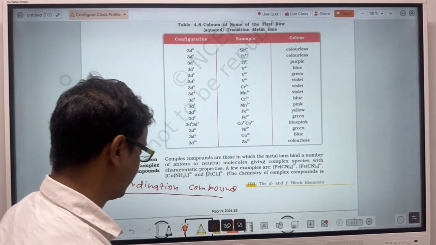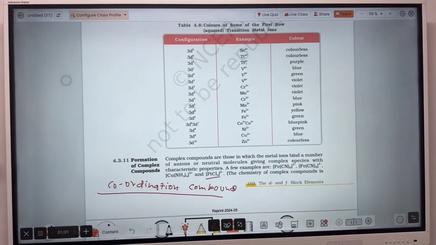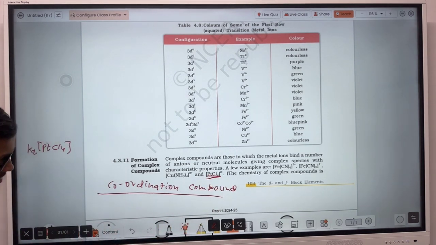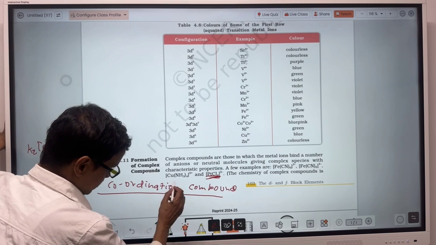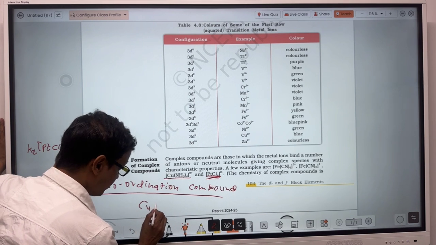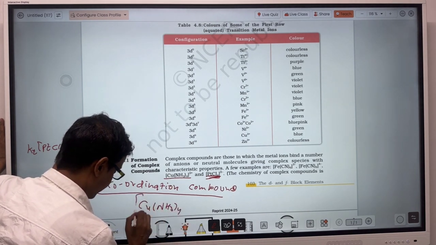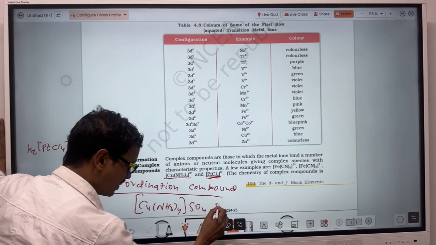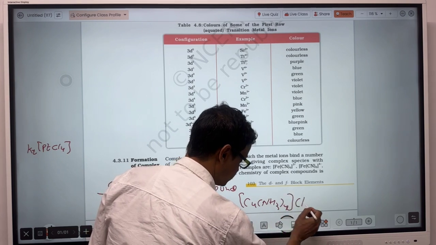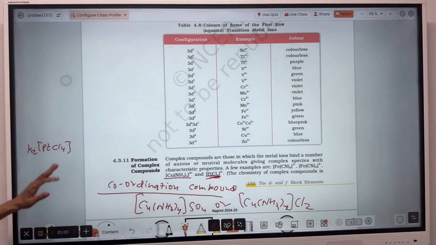So let's see, as for example, PtCl4 2 minus. Actually the structure might be like this, K2PtCl4. This is actually PtCl4 2 minus. Here minus charge means some cation is attached there. Suppose a compound here has a positive charge, that means some anion has been attached there. So that compound may be Cu(NH3)4 SO4, or also Cu(NH3)4 Cl2. And here in PtCl4 2 minus, potassium or sodium, any cation is getting bonded there.